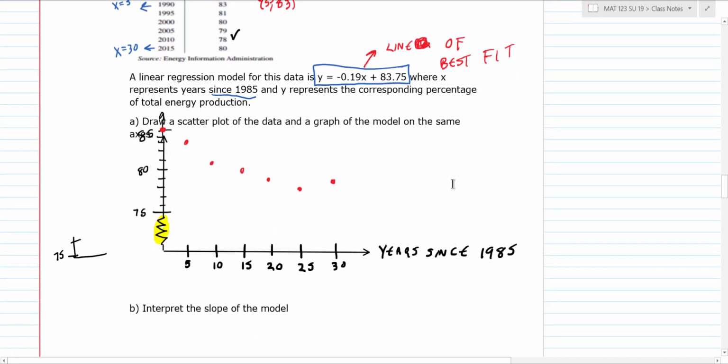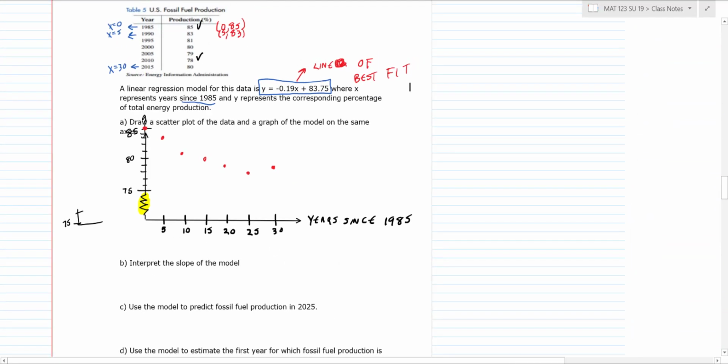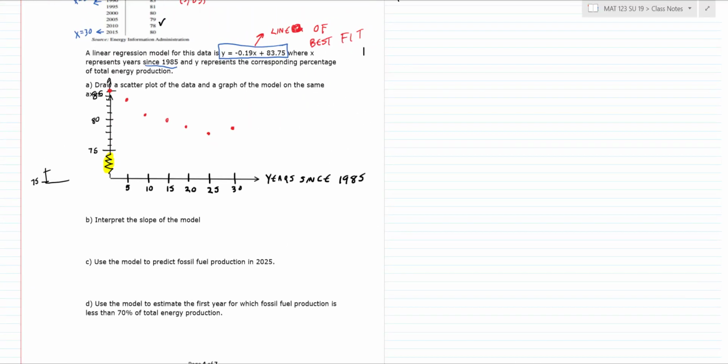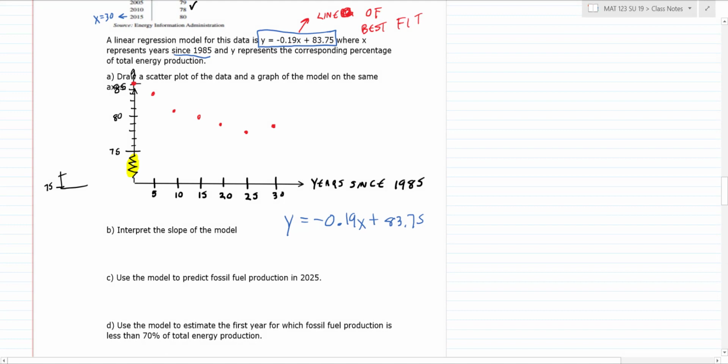All right, so what we're going to do is look at the slope on this, and you don't have to calculate the slope because it's already built into our equation. So our equation is y equals negative 0.19x plus 83.75. Now, sometimes students have trouble doing this, and that tells me they don't understand what the data is showing. See, x in this is years past 1985. Y is the percentage of the production of fossil fuels. So this number right here is your slope.